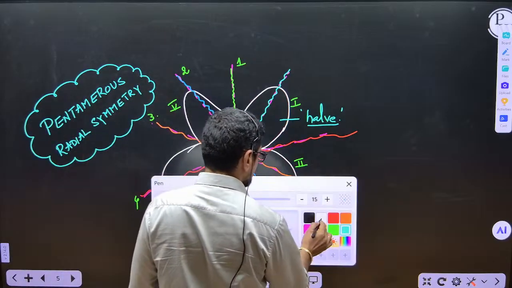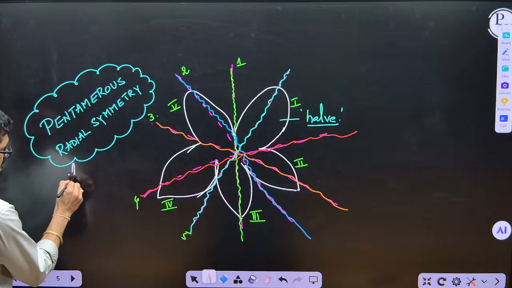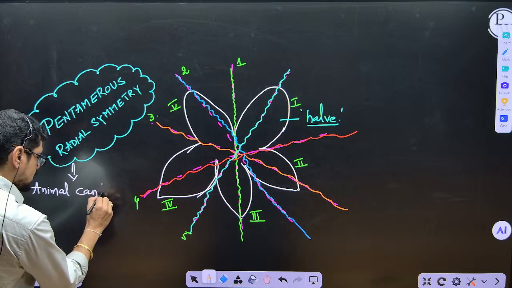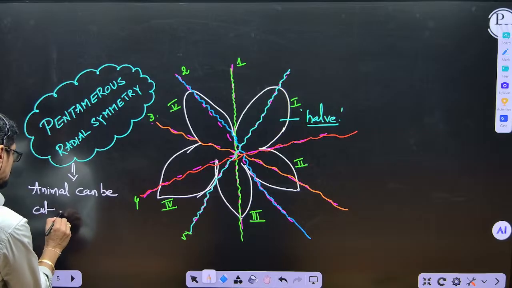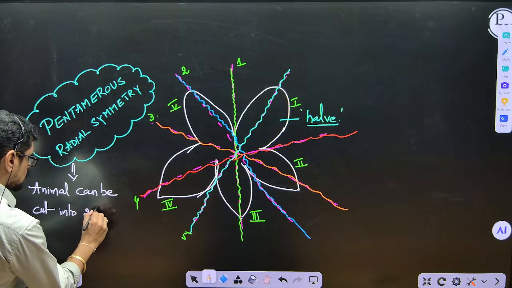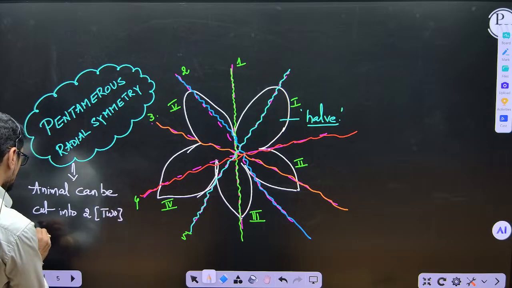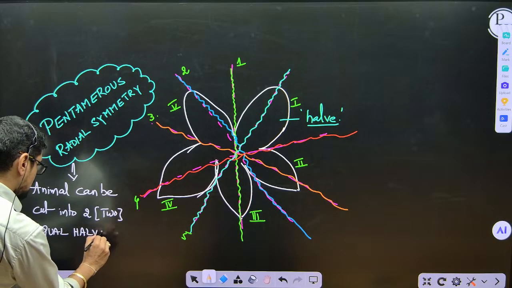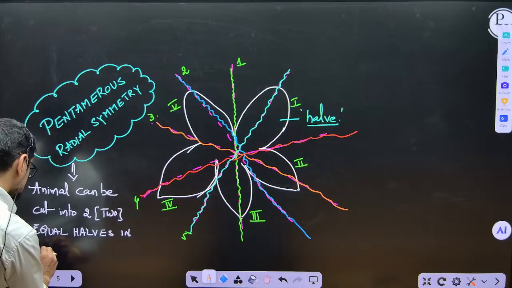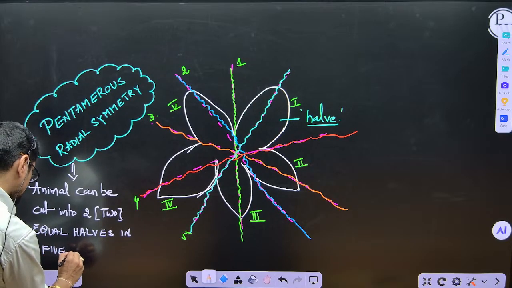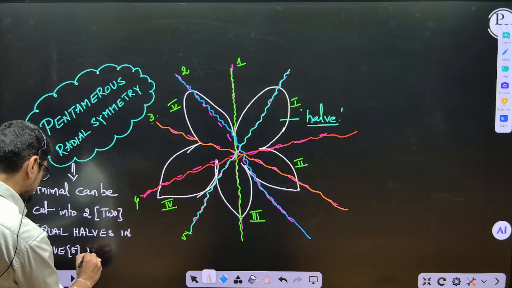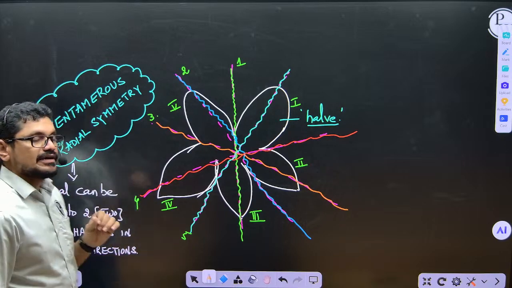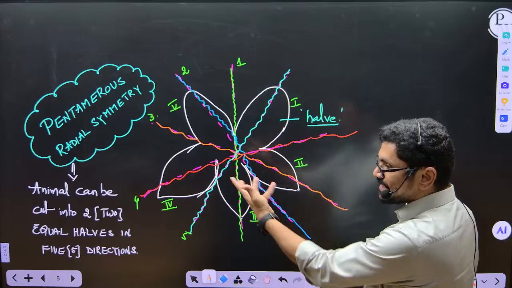Let me write the definition here. In pentamerous radial symmetry, the animal can be cut into two equal halves. This word is important: equal. The animal can be cut into two equal halves in how many directions? In five directions, five planes. That is pentamerous radial symmetry, which is a type of radial symmetry, in fact.